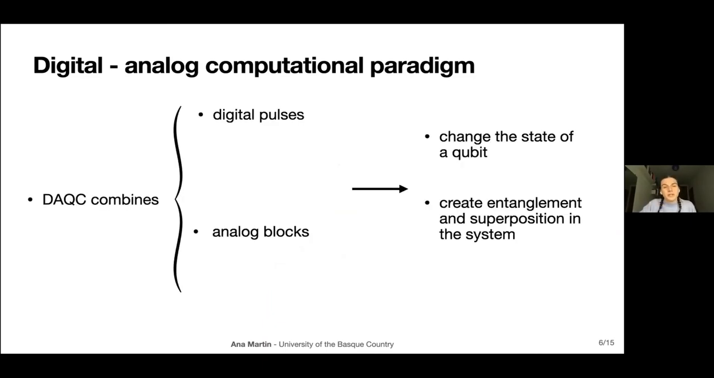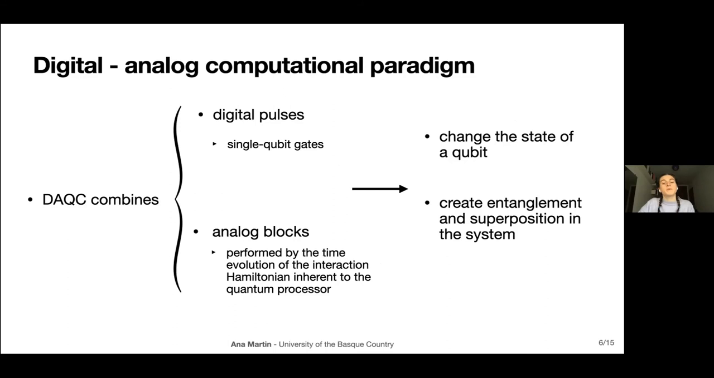The digital analog computational paradigm combines the digital pulses and the analog blocks to change the state of the qubits and create entanglement and superposition in the system. The digital pulses are implemented by single qubit gates, and the analog blocks are performed by the time evolution of the interaction Hamiltonian that is inherent to the quantum processor. This is the natural interaction that arises between the qubits. As you can see, there are no two qubit gates in this paradigm, so that might give you an idea of how this paradigm is claiming to be better right now than the fully digital one. So the digital analog paradigm combines the flexibility of the digital computation and the robustness of the analog simulation.